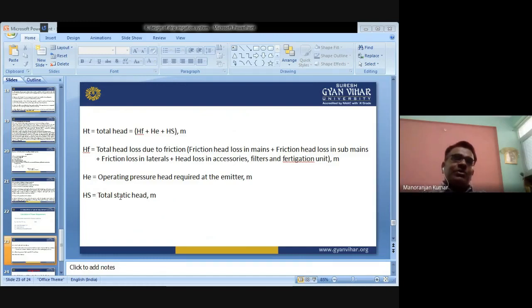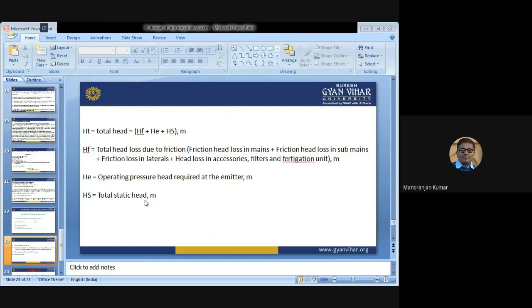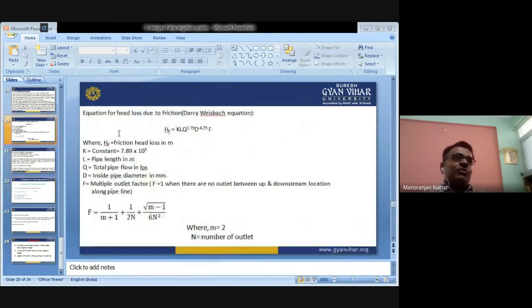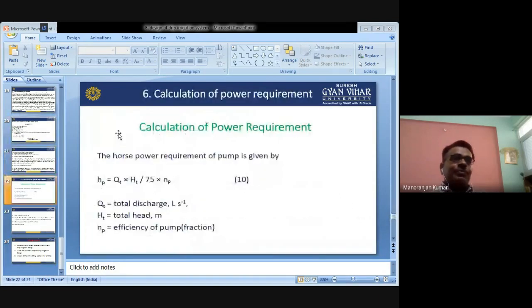Okay. HS is the total static head. A static head means, you can say roughly, if you are using the open well, then the distance between the pump inlet, okay, to the water level in the well. That is the static head. So all these things you can add and you will get the total head. Okay. So this is all about the design of this drip irrigation system.